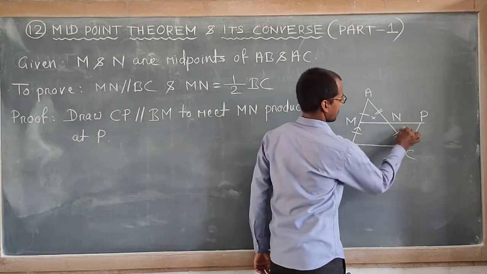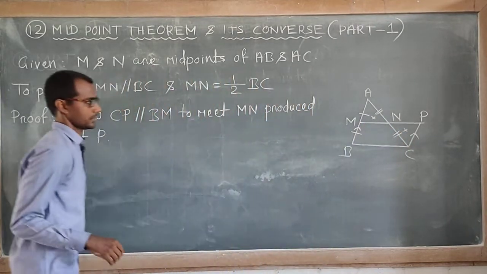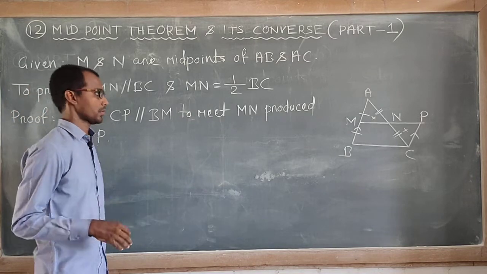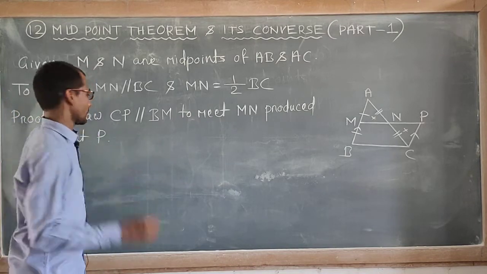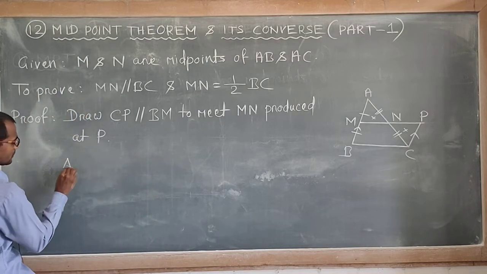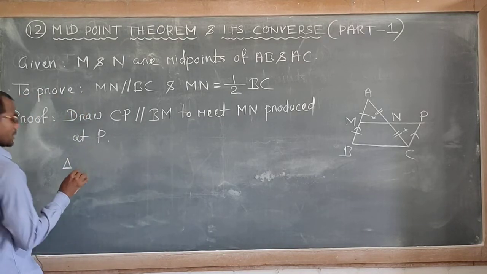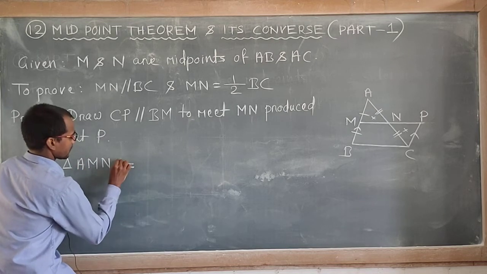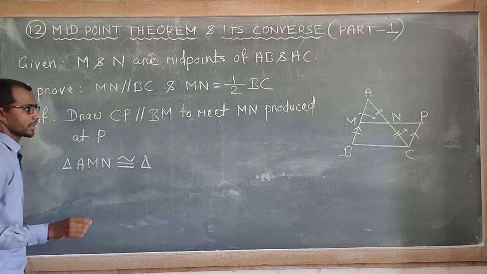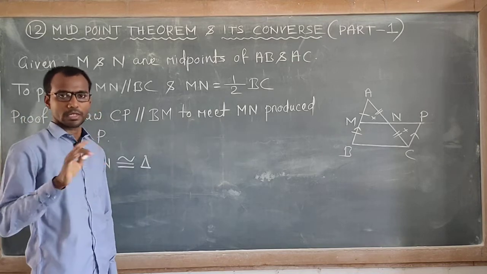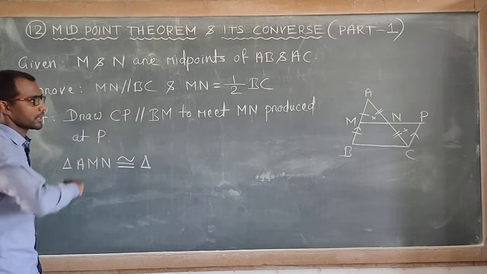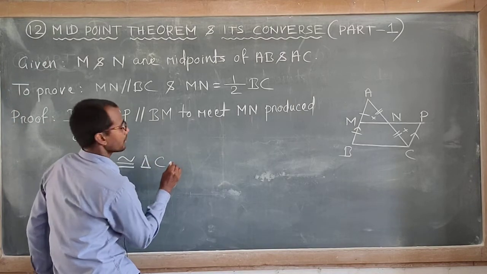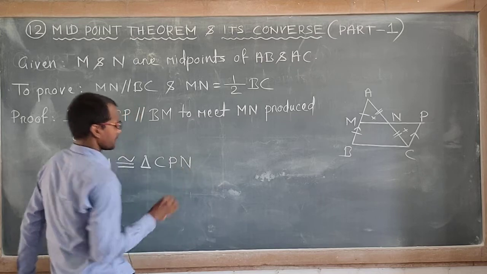I don't think I need to prove this. You already know congruency, how to prove. I am just giving the order and postulate. Triangle AMN is congruent to, I have told you that there will be extensive use of congruency everywhere in geometry, triangle CPN. This is the correct order.